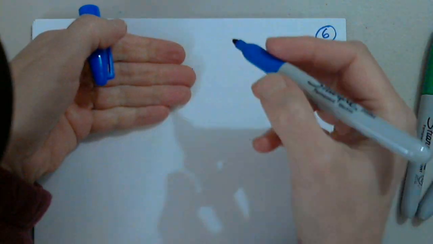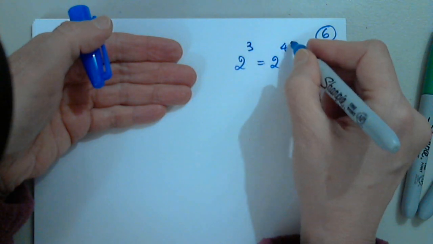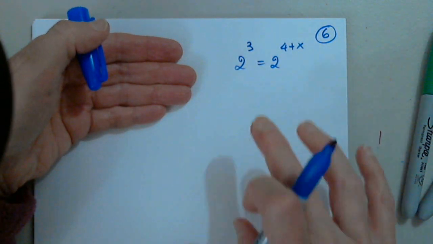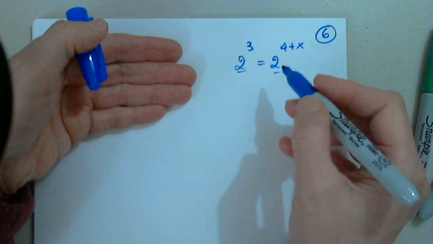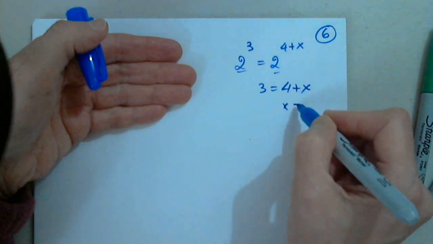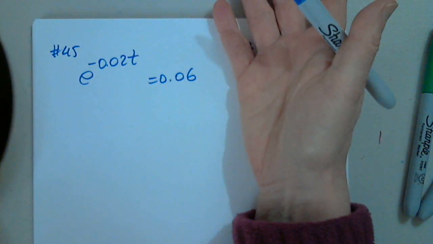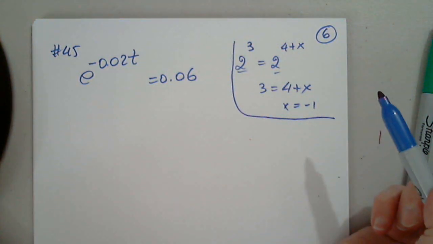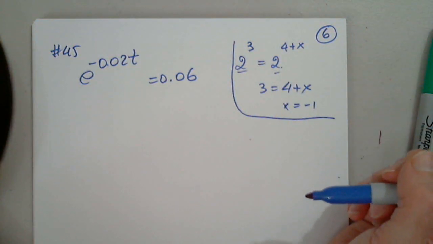If I have, let's say, 2 to the third equals 2 to 4 plus x, what will you say we should write? We would just write 3 equals 4 plus x. Absolutely, because the bases are the same. So 3 will equal 4 plus x, so x equals negative 1. Done. Excellent. Thank you. But here, e and 0.06 are not the same base. I cannot apply this simple concept. Same base, powers, and equal numbers, powers have to be the same.